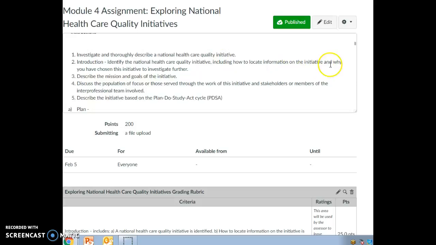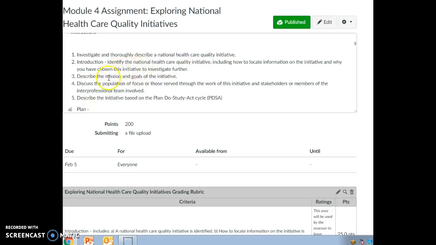So you will first introduce your paper and identify the National Healthcare Quality Initiative. How did you locate it and why did you choose to use it? So that's usually your introductory paragraph. You can title it as an introduction or you can leave it as just the first paragraph. I'm going to suggest that you divide your paper up and give it titles. And I'll show you an example of that when I'm finished with this so you know what that looks like.